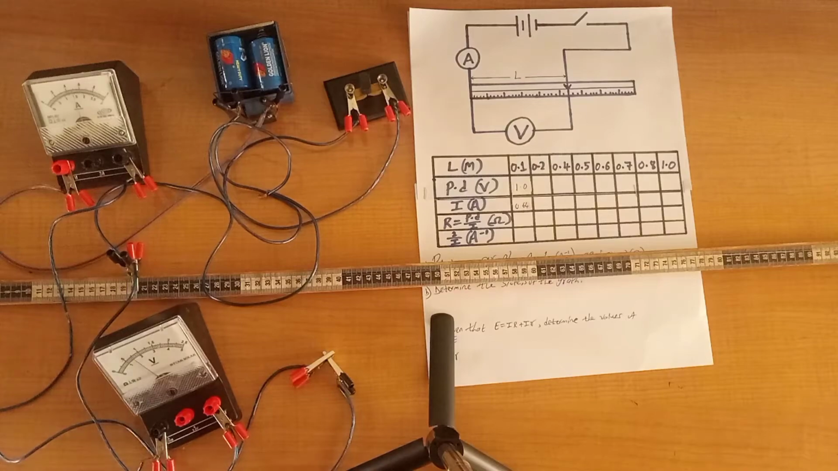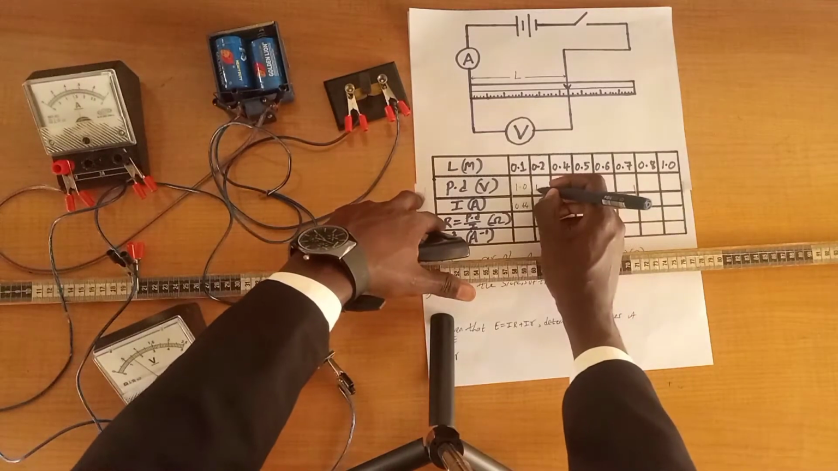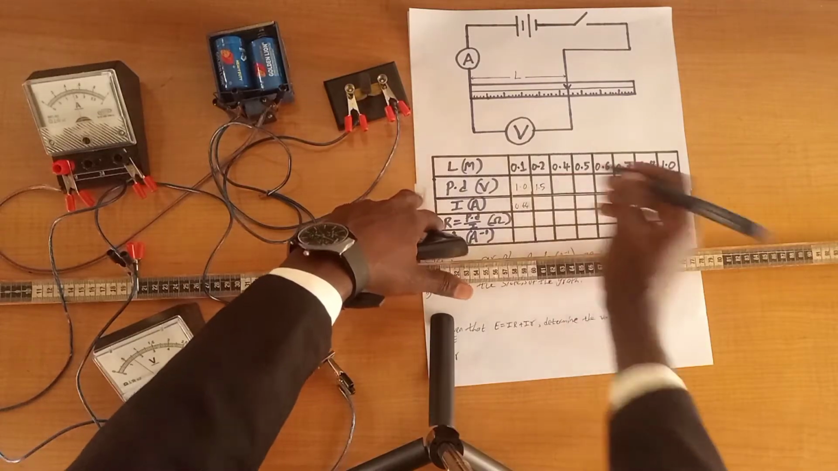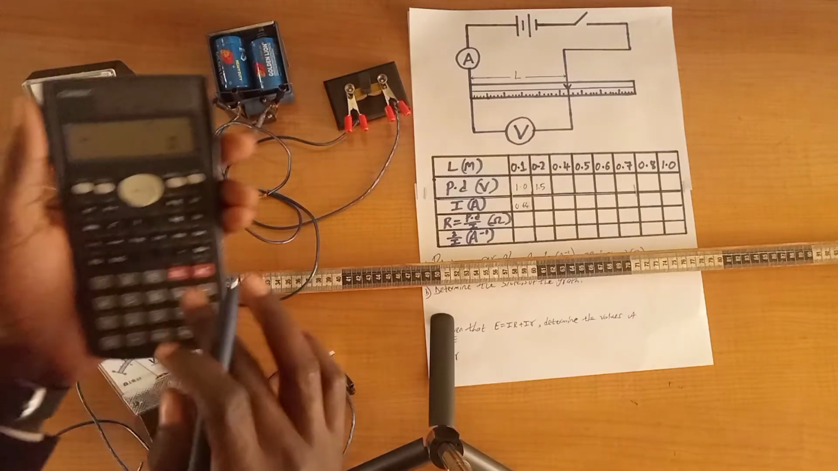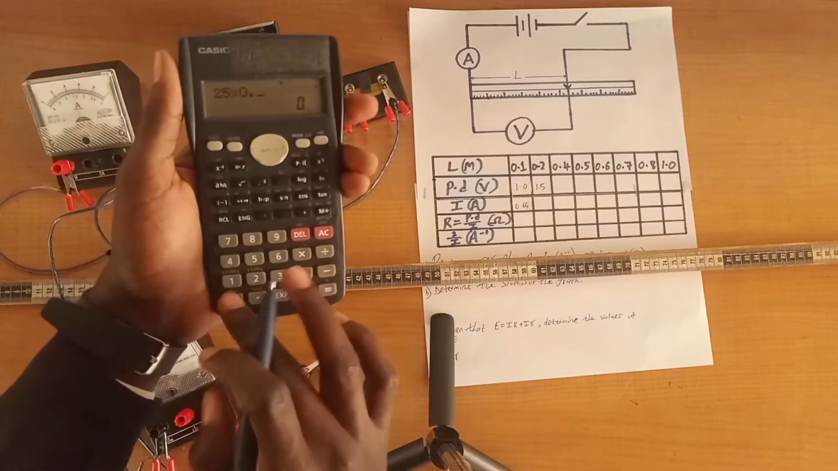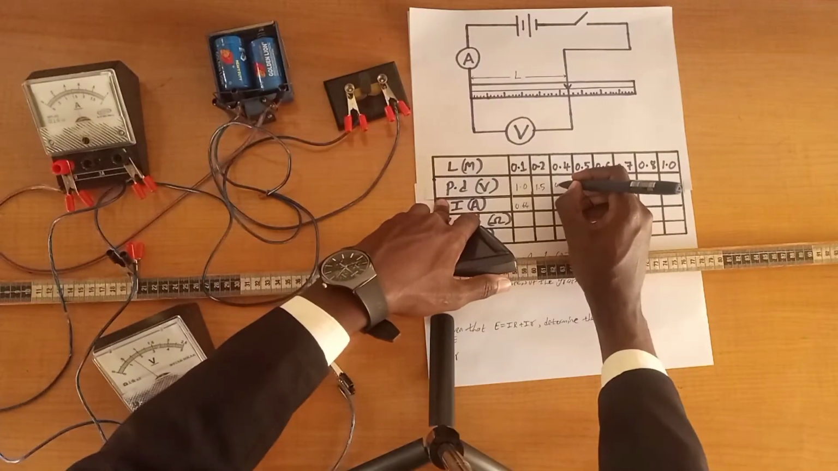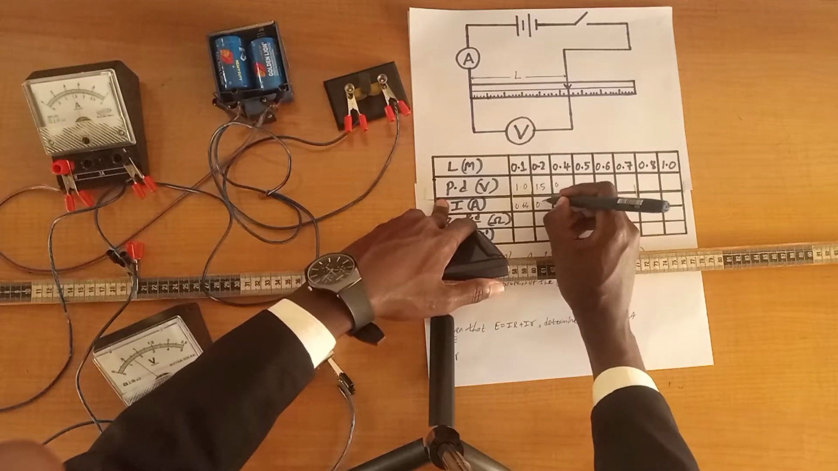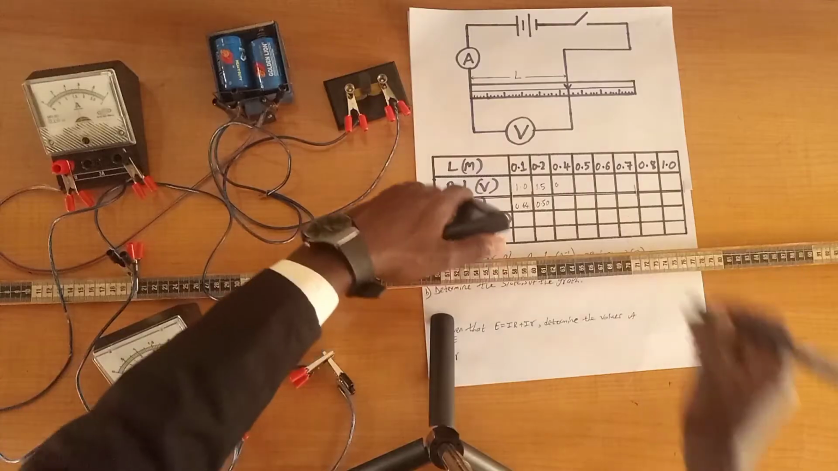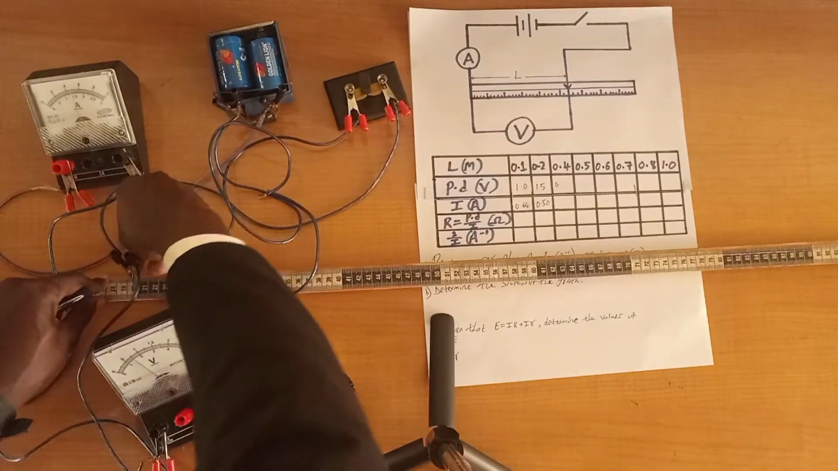So for the voltmeter, we have 1.5. Then for the ammeter, these are 25. So 25 times 0.02, this is 0.50. Then we go to 40. We go straight to 40.